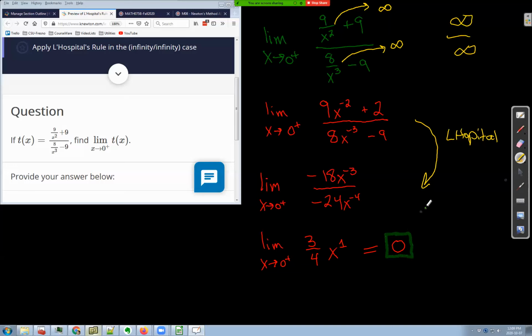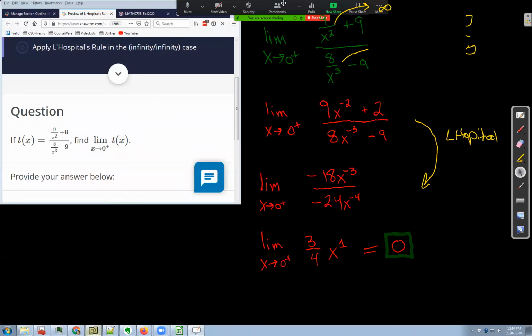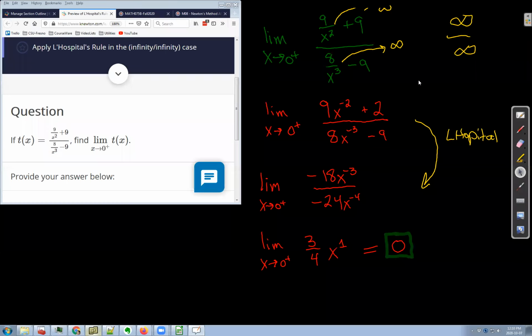So all that work, and we wound up with 0. Which actually kind of makes sense if you think about it, but we'll think about it in just a second. So let's give some final thoughts on this one.